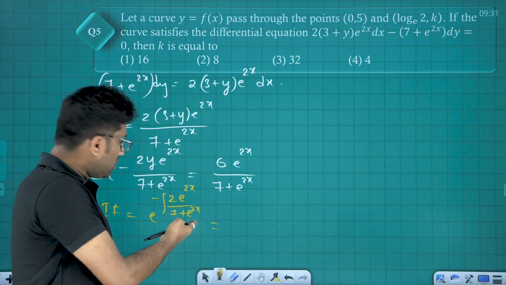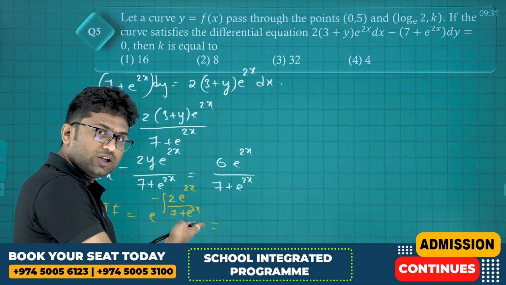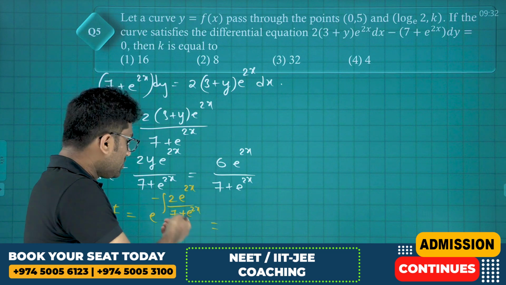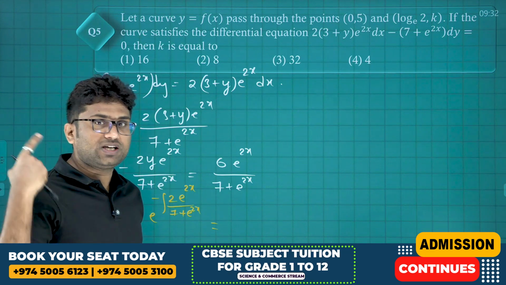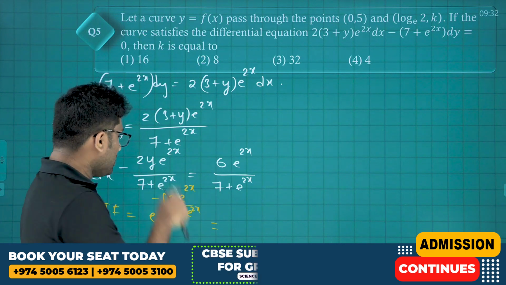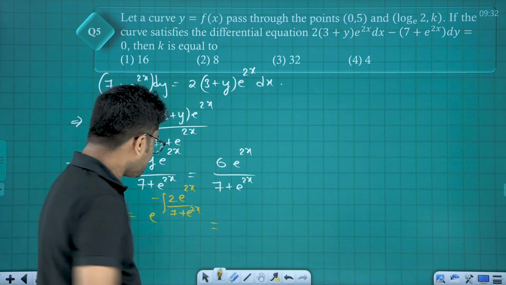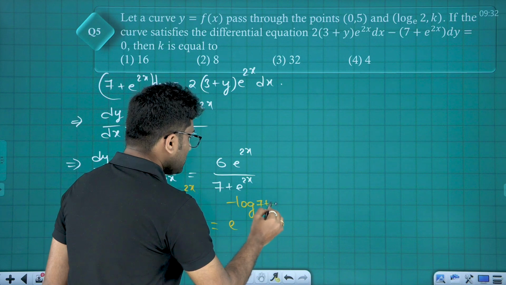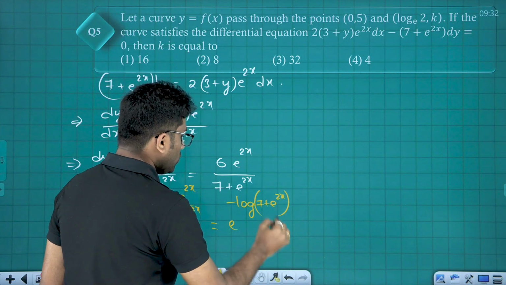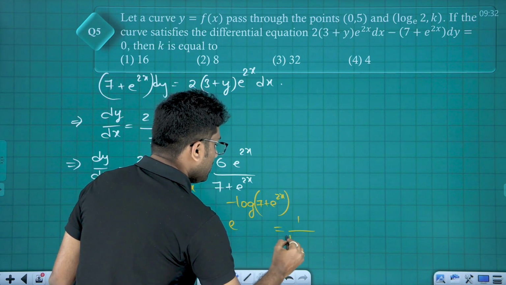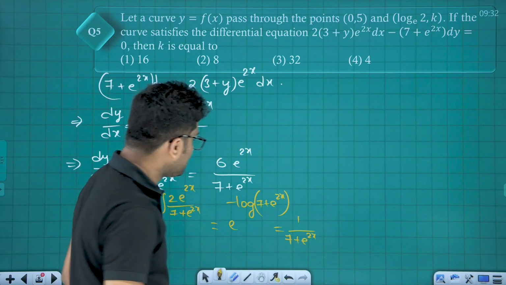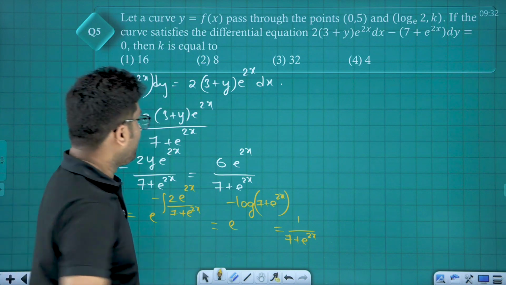See, differentiation of denominator is in numerator. 7 plus e power 2x, if you differentiate, what is it for e power 2x? It is e power 2x into, for 2x it is 2. So that is log mod denominator. So e power of minus log 7 plus e power 2x, which is equals to 1 by 7 plus e power 2x, friends. 1 by 7 plus e power 2x is our integrating factor.